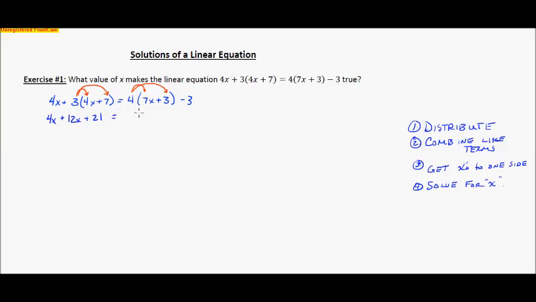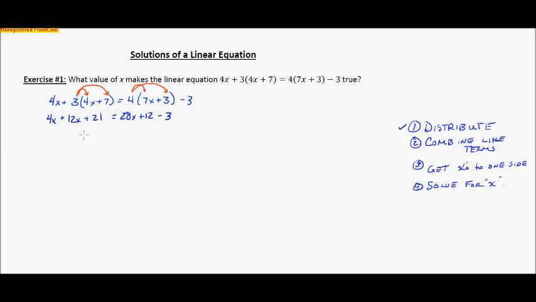So I've distributed the left-hand side, and when you distribute, you drop out those parentheses. So now I need to do the same thing on the right side. So 4 times 7x is 28x, and 4 times 3 is 12. Alright, and then don't forget about this minus 3 that's on the end. That is not in the parentheses, so I'm not going to distribute there. So I did my distribution. Okay, I'm going to give a little check mark there.